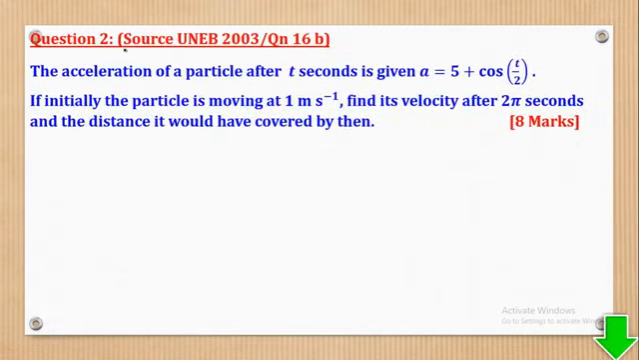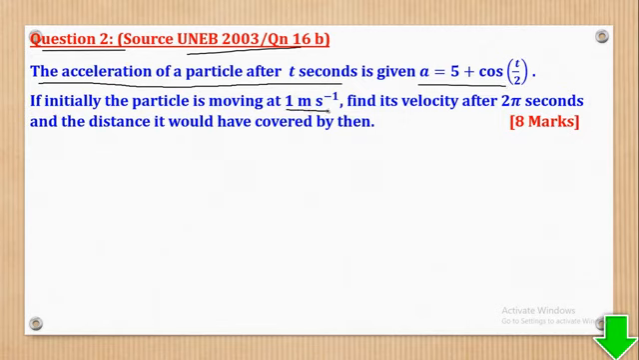So now we shall go to question 2, which came from UNEB 2003, paper 1, question 16b, and says the acceleration of a particle after t seconds is given by this. If initially the particle is moving at 1 meter per second, find its velocity after 2 pi seconds and the distance it would have covered by then.